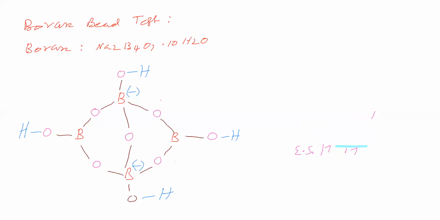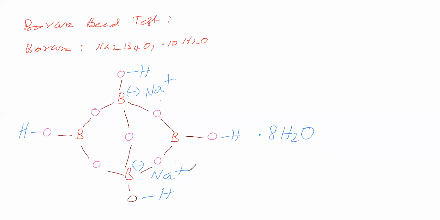Now in this written structure, how many hydrogen atoms are there? 4 hydrogen atoms are there. One hydrogen here, second hydrogen here, third hydrogen here, fourth hydrogen here. 4 hydrogens over means the remaining is 8 water molecules. Then this sodium is having a positive charge. That positive charge is present near this negative charge.